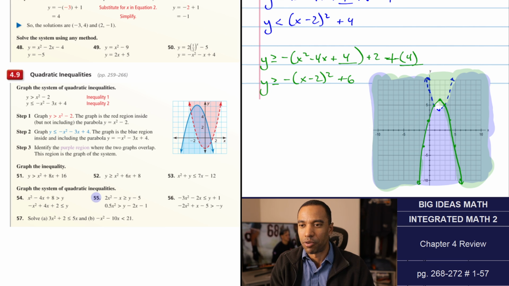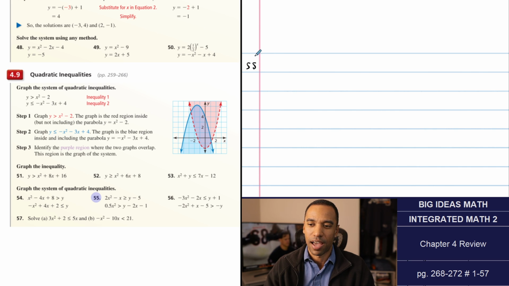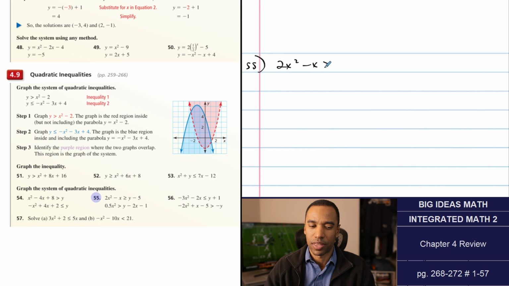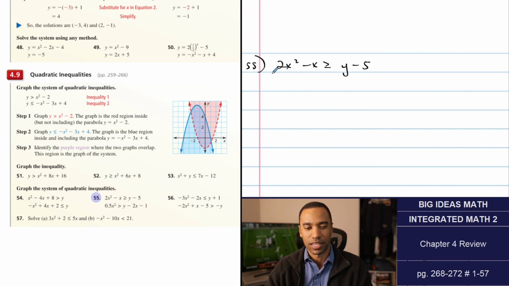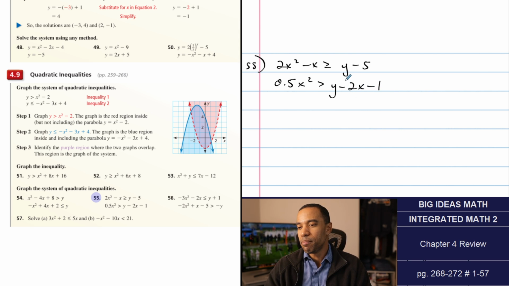Number 55, and they're really going to test our graphing abilities for all these ones, aren't they? Number 55, we have 2x squared minus x is greater than or equal to y minus 5. I hate them for this problem this late in the game. And then we have 0.5x squared is greater than y minus 2x minus 1. So same biz as before, guys.